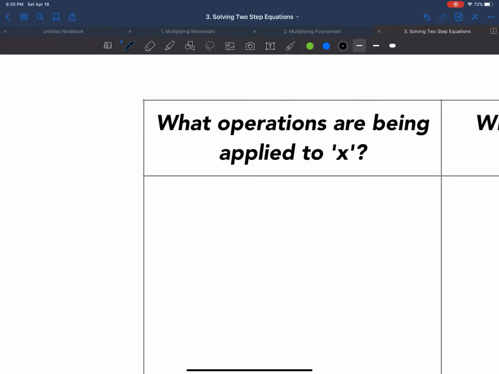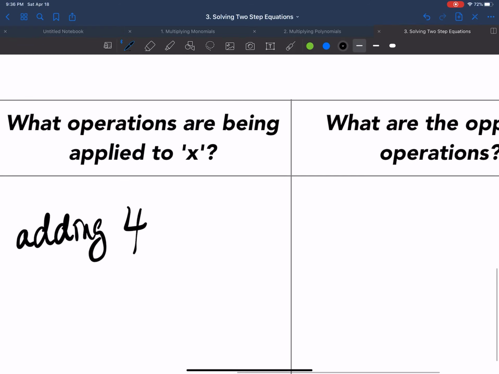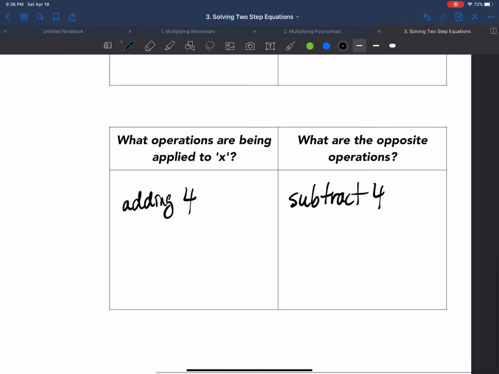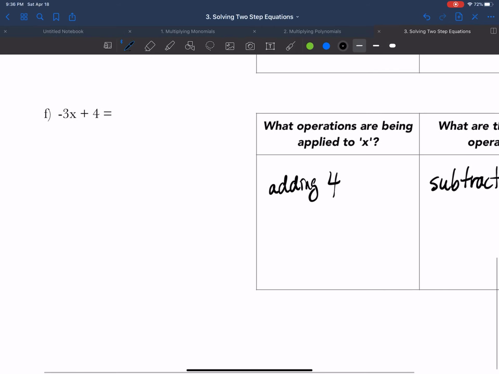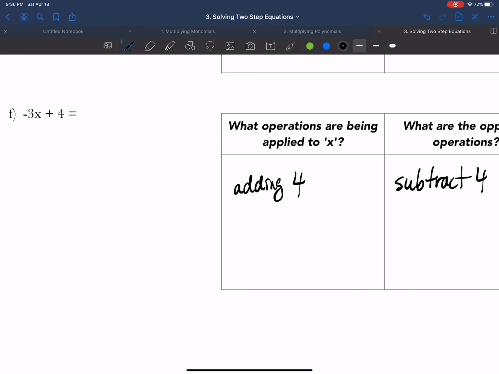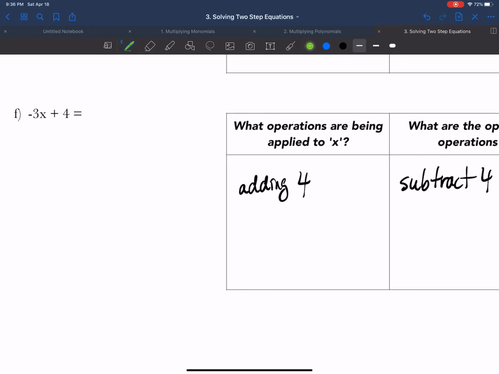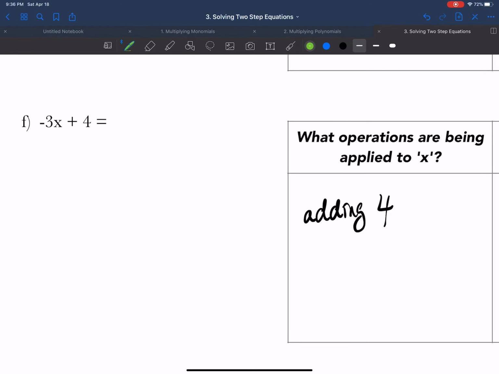What operations are being applied to x? We are adding 4. And the opposite of that would be to subtract 4. Okay, so let's do that, and then we'll write the next thing. I'm going to subtract 4.